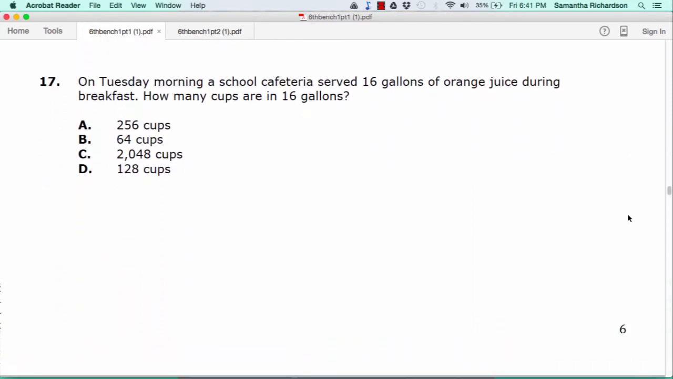Question 17. On Tuesday morning, a school cafeteria served 16 gallons of orange juice during breakfast. How many cups are in 16 gallons? A. 256 cups. B. 64 cups. C. 2,048 cups. D. 128 cups.